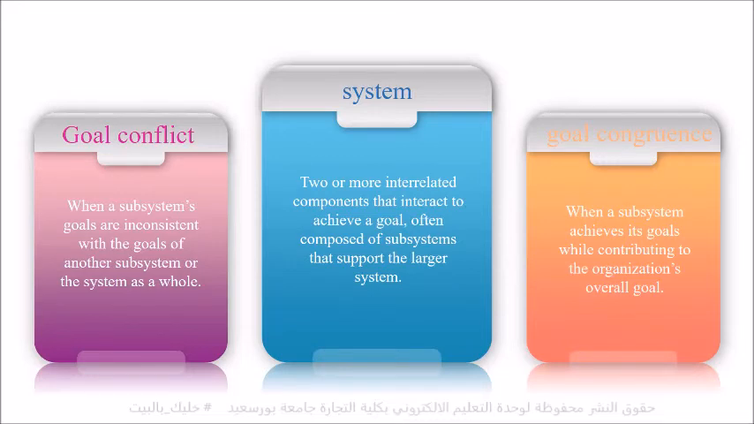Goal congruence is when a subsystem achieves its goal while contributing to the organizational overall goal. The larger the organization, the more complicated the system and the more difficult it is to achieve goal congruence.